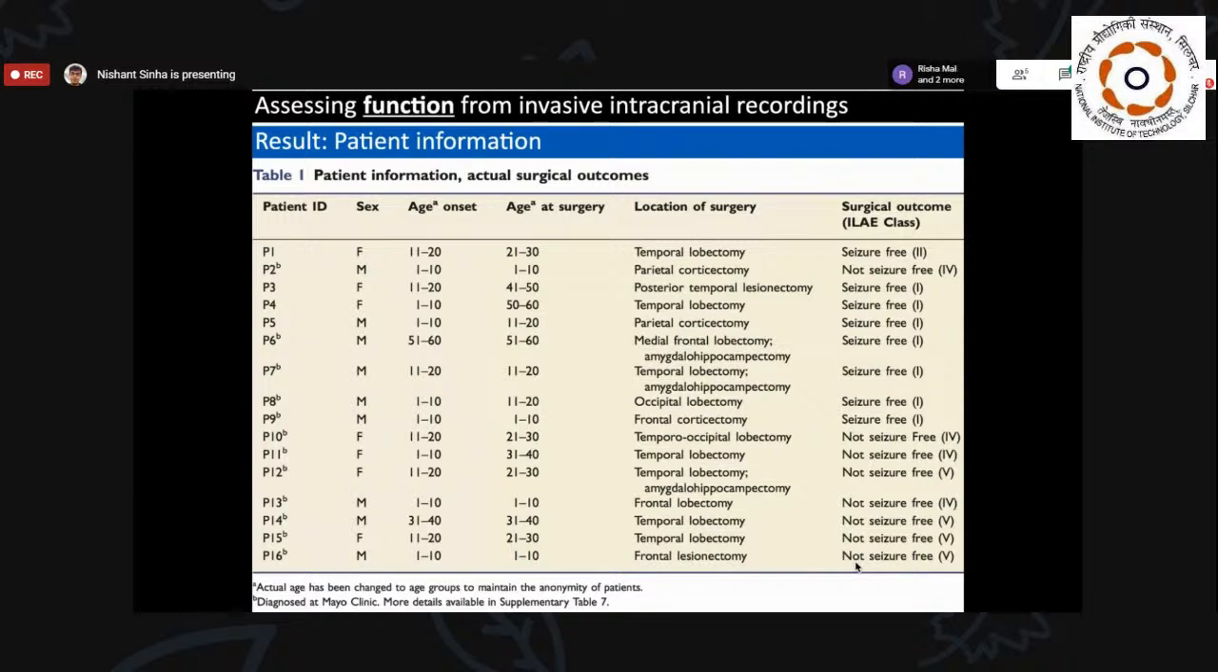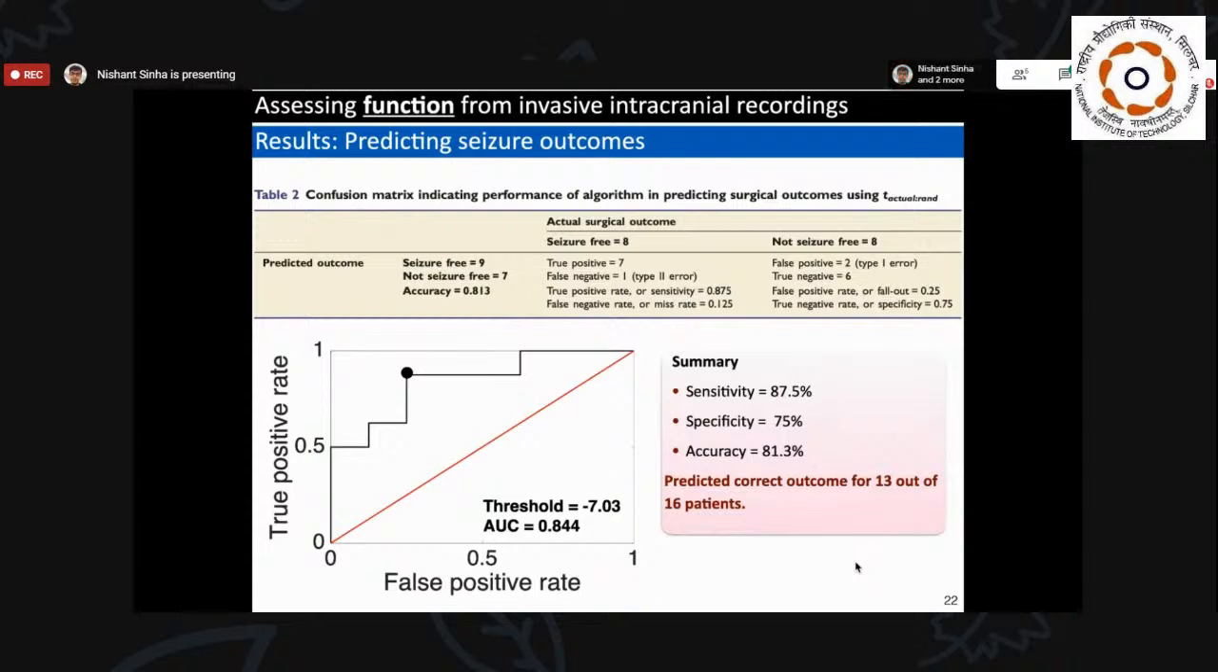and recently we have applied a similar approach in more than 50 patients. And we found that by using this approach, we can predict the surgical outcomes with an accuracy of about 81.3% and a specificity of 75%. So it is important to see here that for the non-seizure-free cases, out of 8 of these patients, we correctly predict the seizure outcome for 6 patients.